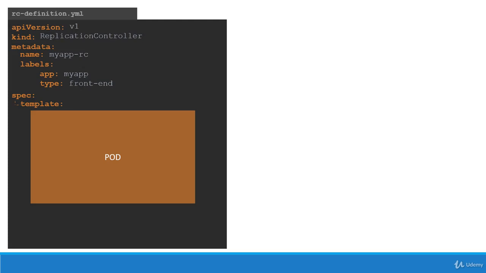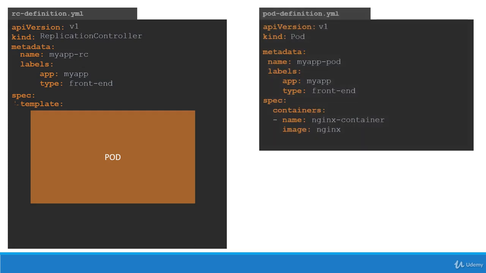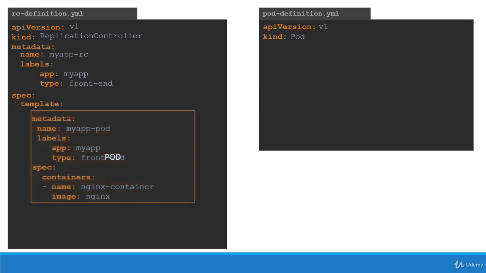Now, how do we define the pod template? It's not that hard because we have already done that in the previous exercise. Remember, we created a pod definition file in the previous exercise. We could reuse the contents of the file to populate the template section. Move all the contents of the pod definition file into the template section of the replication controller, except for the first few lines, which are API version and kind. Remember, whatever we move must be under the template section, meaning they should be indented to the right and have more spaces before them than the template line itself. They should be children of the template section.